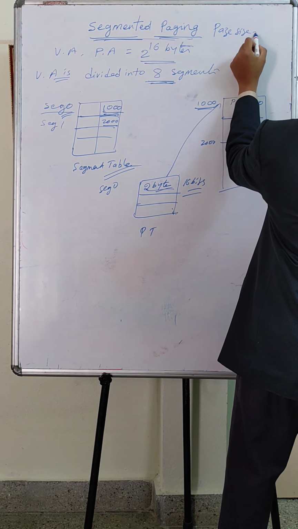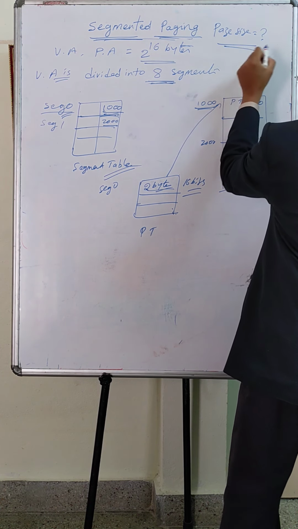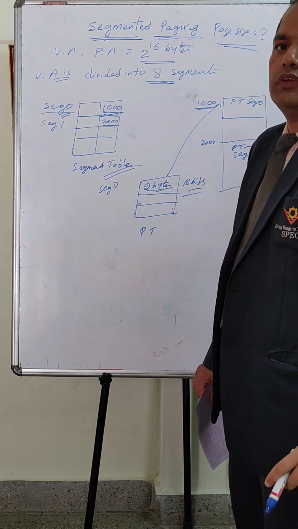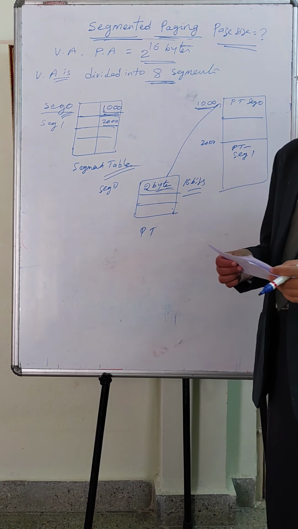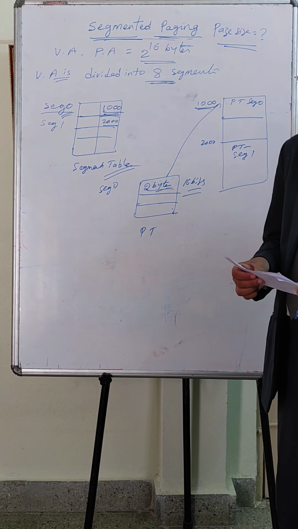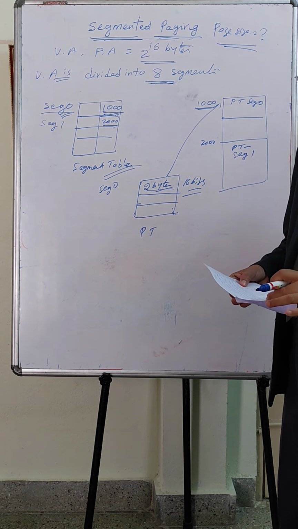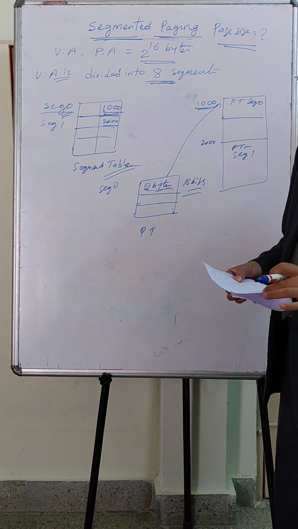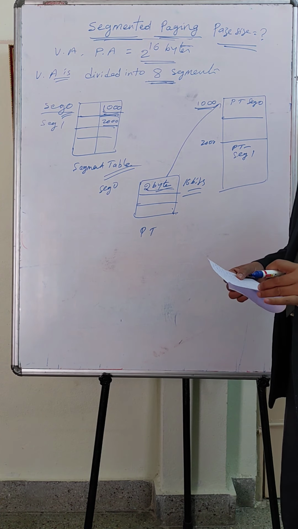Page size we need to find out. It's not given. Page size has to be found in bytes, so that the page table for a segment requires at most 1 page to store it.